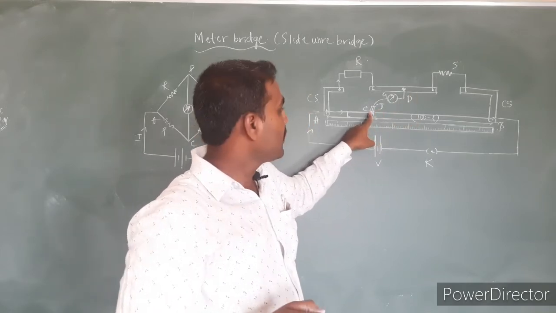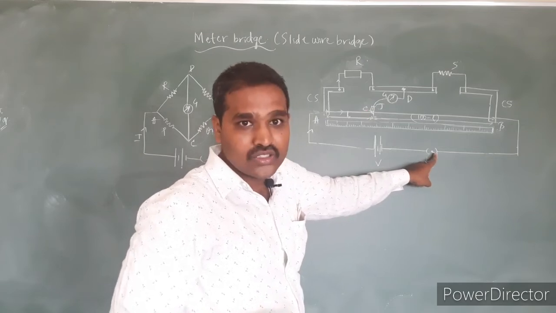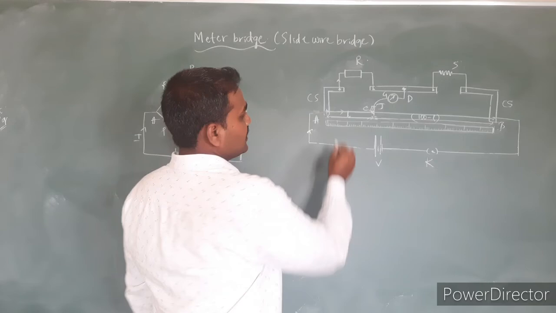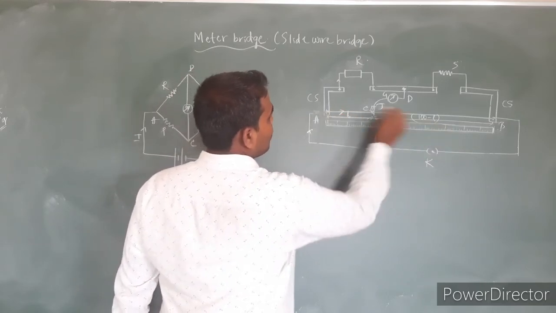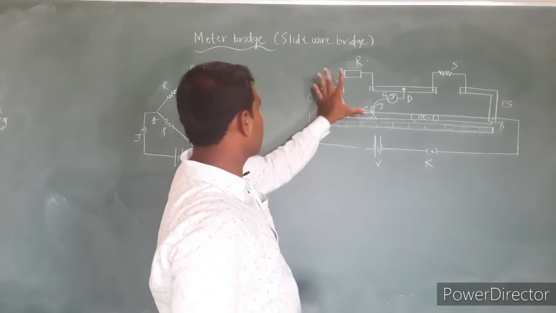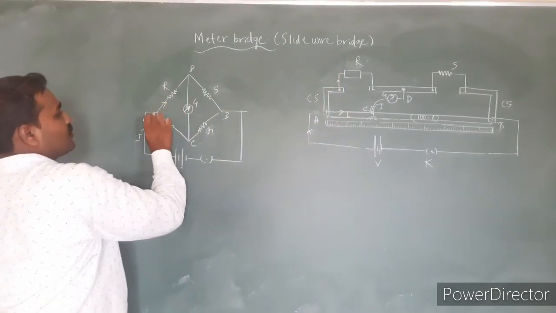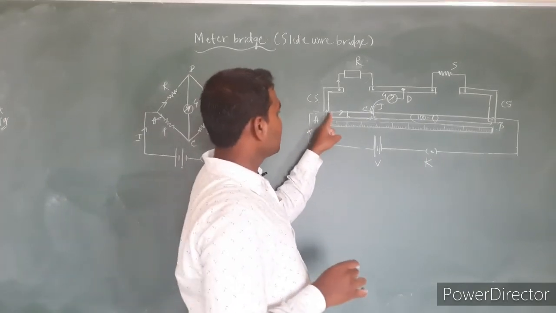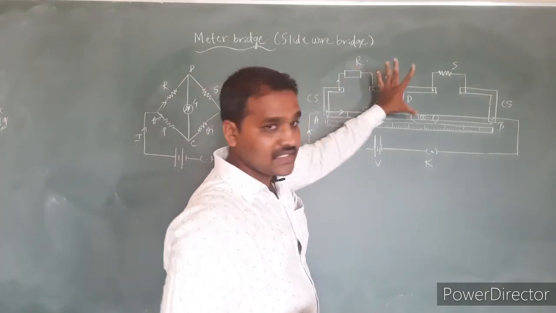And how to find point C? When the key is closed, current starts flowing through the circuit. This current will flow through this wire also, as well as through this path also. There is current flowing through both the paths. See here the current is flowing in the upper route also, the current is flowing in the lower route also. So here also there will be current flowing in both the paths.